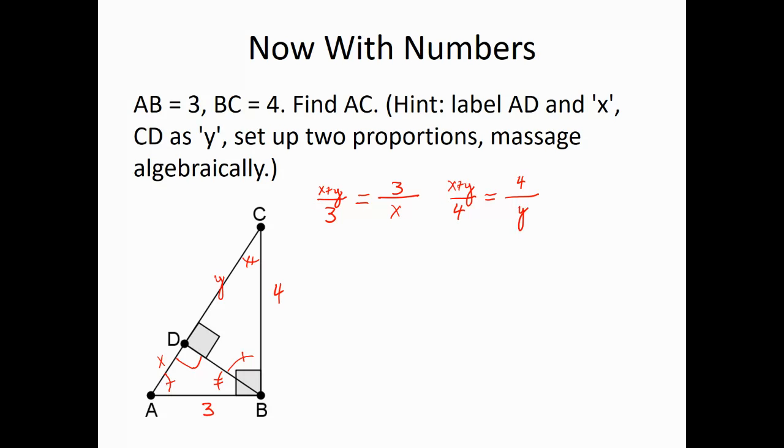Okay, so we've got two proportions. Let's cross multiply both. That is, form the product of means and the product of extremes, and set them equal. For the first, I have x times x plus y equal to 3 times 3, which is 9. In the second, I have y times x plus y equal to 4 times 4, which is 16. Let me do the distribution in each. In the first, I get x squared plus xy equal to 9. In the second, I get y squared plus xy equal to 16.